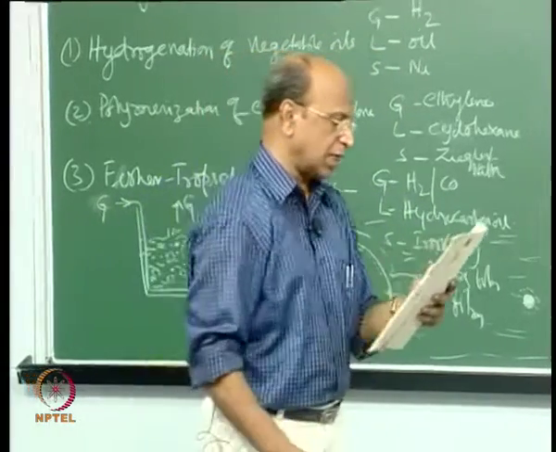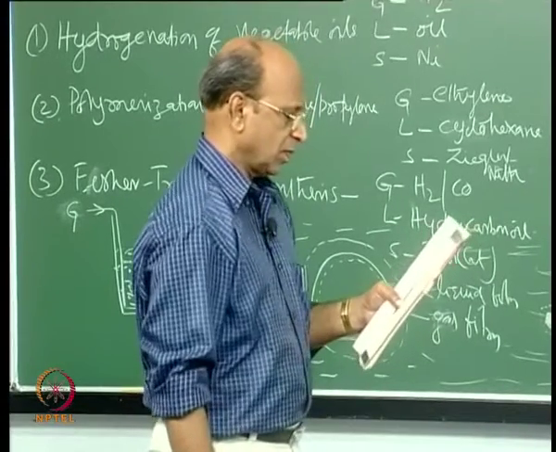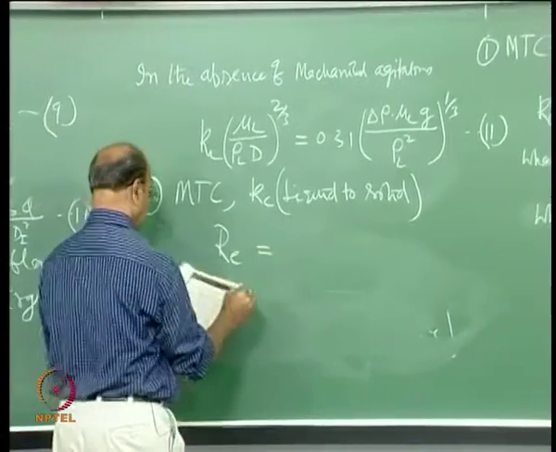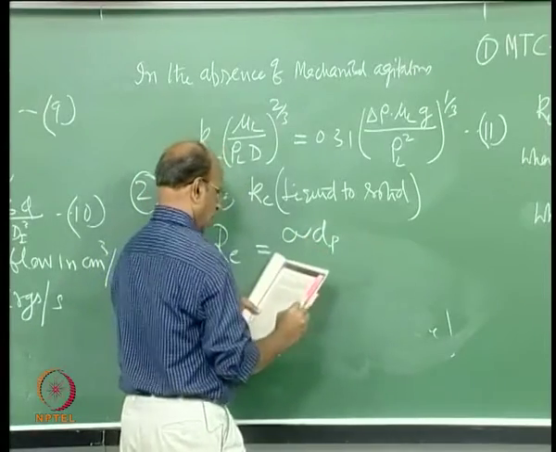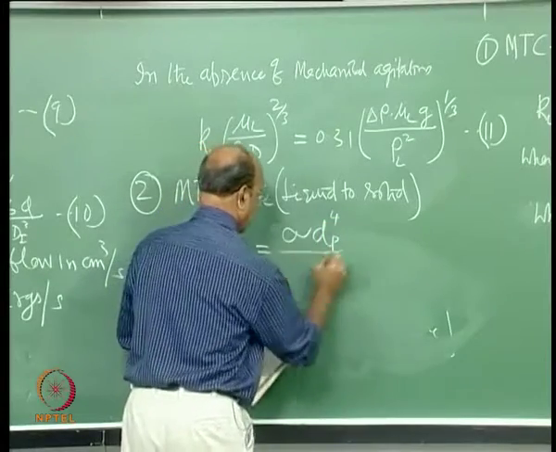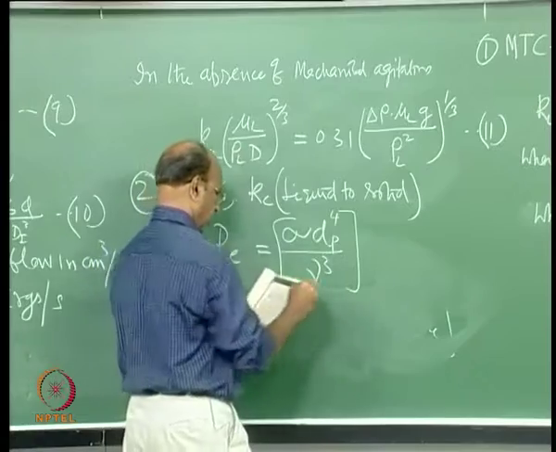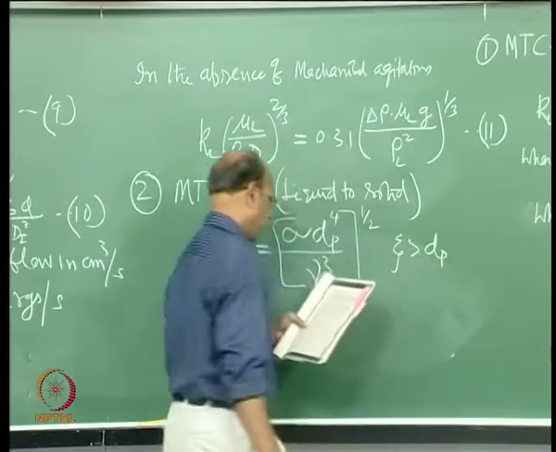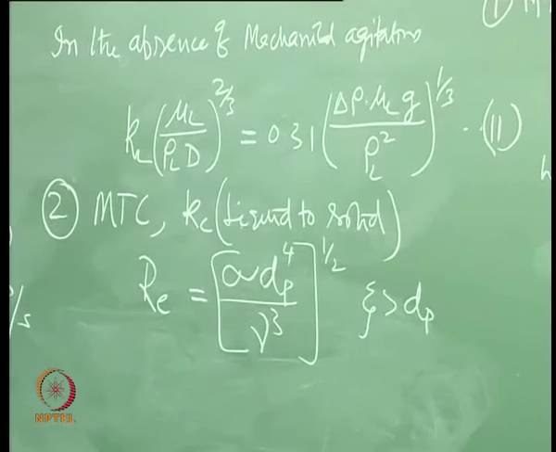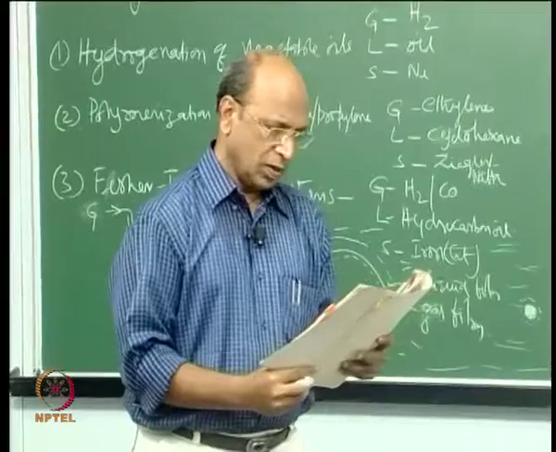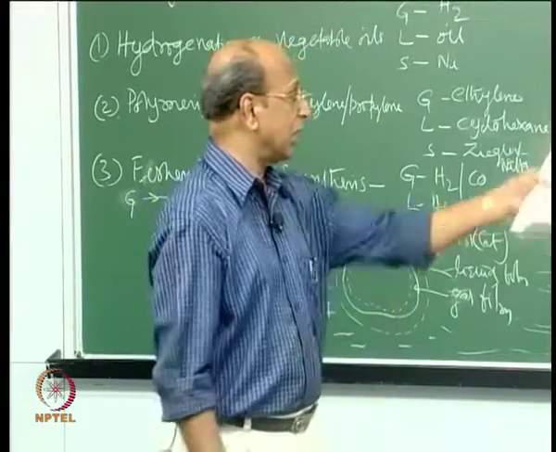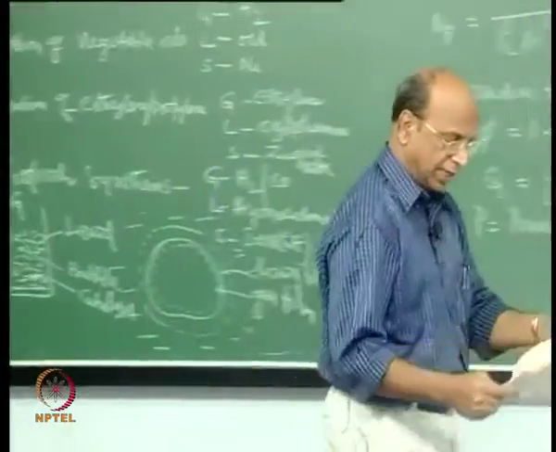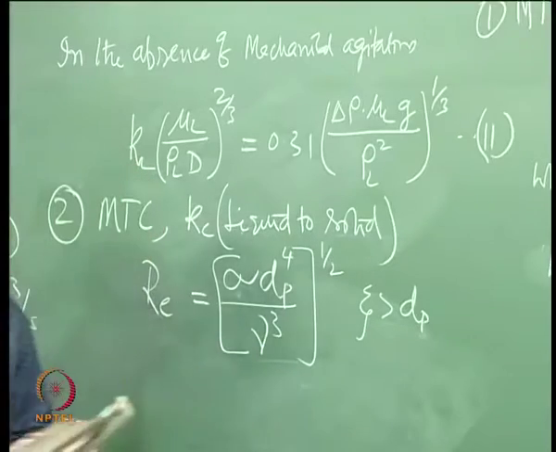According to this theory, the Reynolds number is defined as Re equal to (d_p to the power of 4 by nu cubed) whole to the power of half, for xi greater than d_p. Okay. Sigma, you know, sigma is again the same thing we have used there. Sigma is in ergs per second per gram, same as in equation 8, and xi is the eddy size, and this is valid of course for xi greater than d_p.